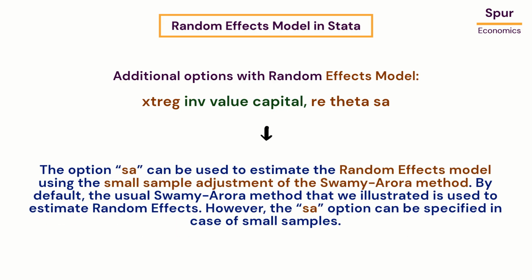The option SA can be used to estimate the random effects model using the small sample adjustment of the Swamy-Arora method. By default, the usual Swamy-Arora method that we illustrated is used to estimate random effects. However, the SA option can be specified in case of small samples.